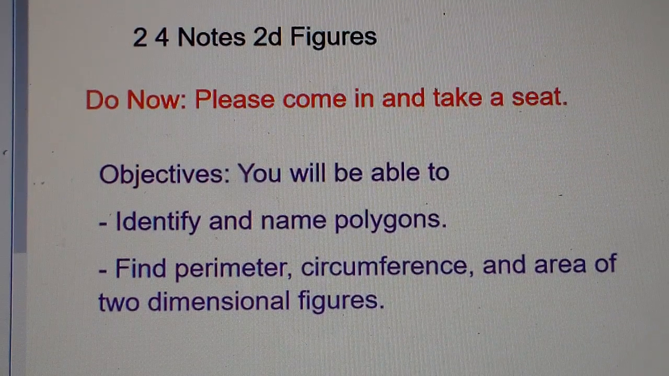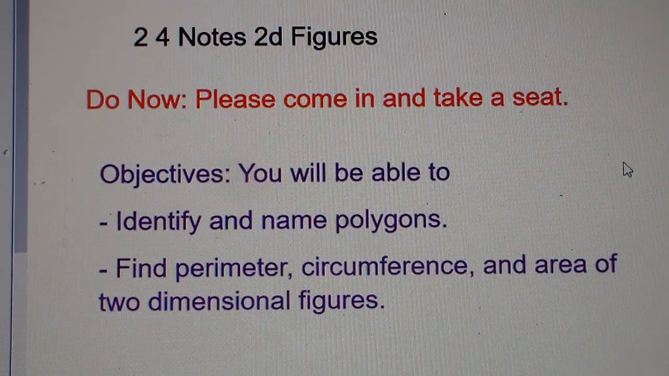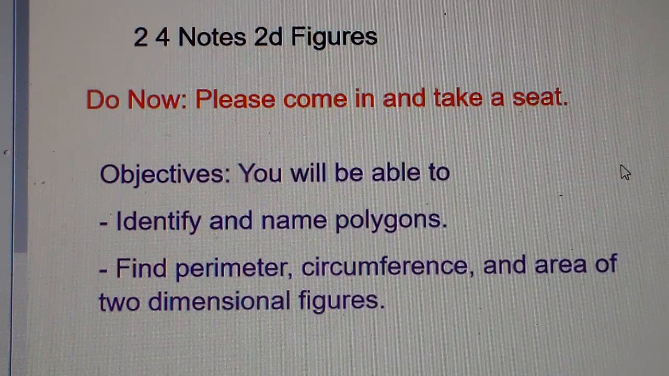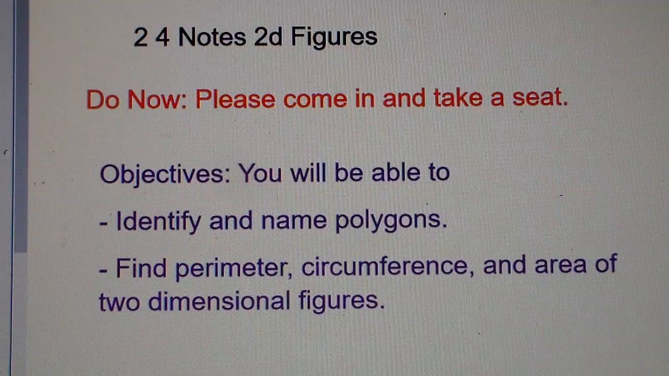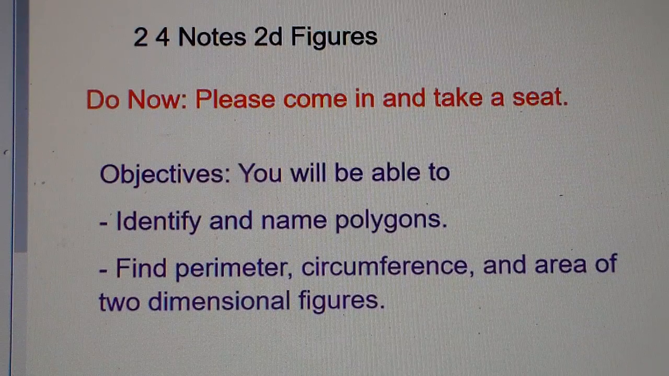Alright, this is 2-4 notes on 2D figures. Your objectives: you'll be able to identify and name polygons, and also you'll be able to find perimeter, circumference, and the area of two-dimensional figures. So this stuff is a little bit of a review from maybe previous years, but we just have to make sure we know this material so we can do the more challenging material.